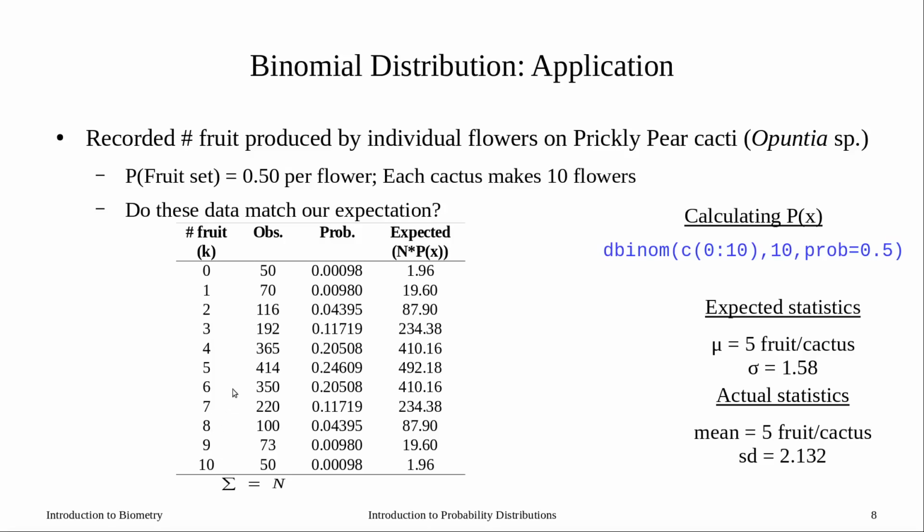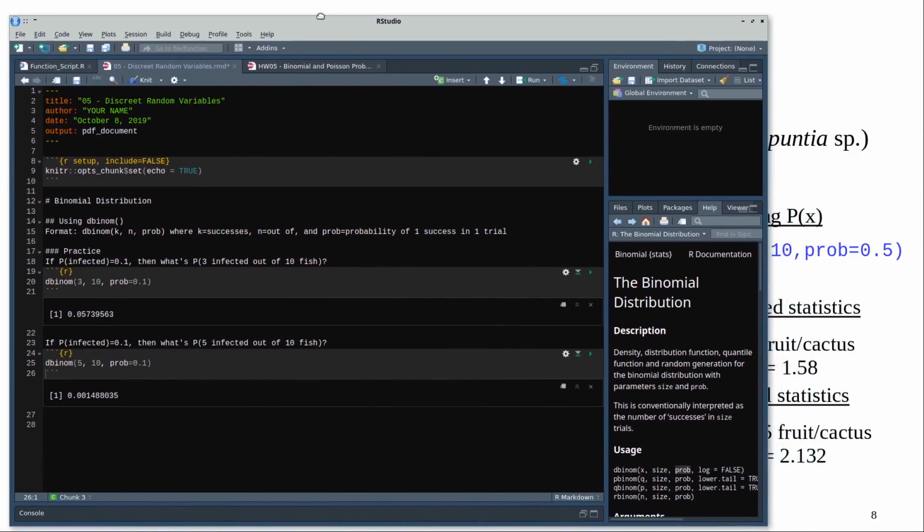So what we would do is recognize that these data follow binomial distribution. We have two outcomes, fruit or no fruit, and we have an out of number. It's out of 10 flowers. We would then use the binomial distribution to calculate these probabilities. How would we do it? Well, it's actually not very difficult.